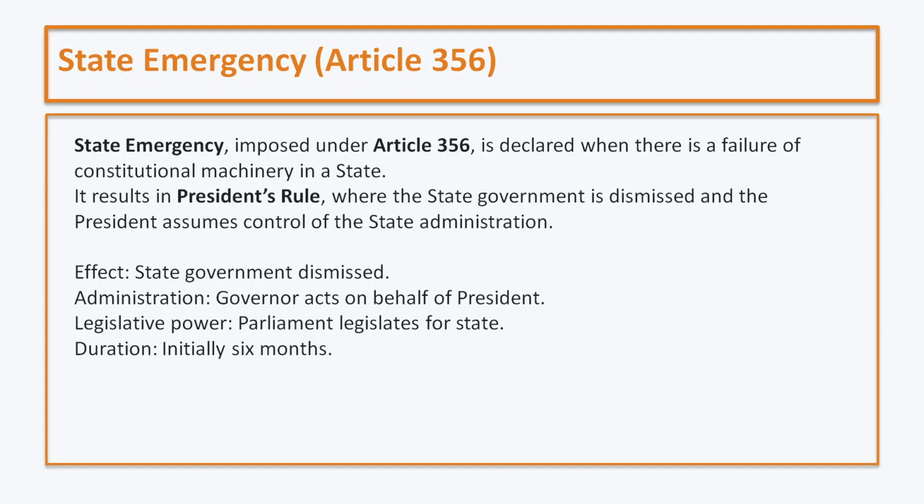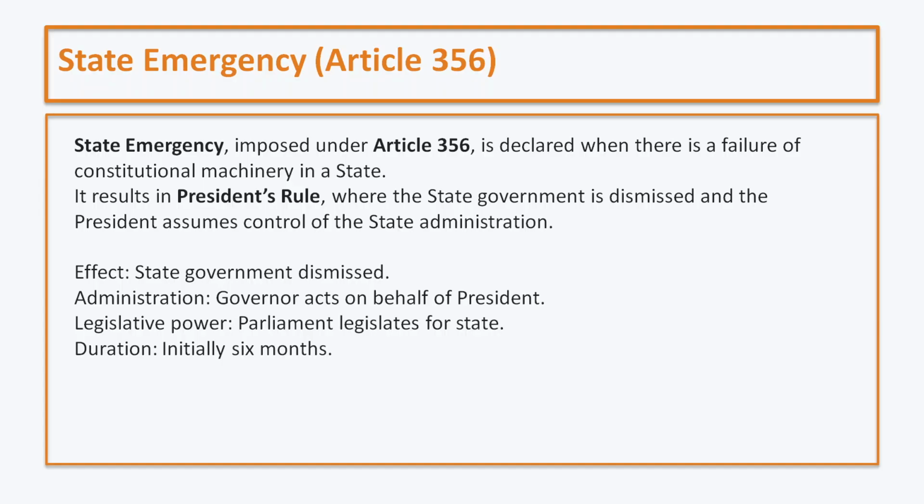When state emergency is imposed, the state government is dismissed. The governor runs the state on behalf of the president. The legislative powers of the state go to the parliament. So effectively, the center takes over the administration of the state. This provision exists to ensure that the constitution is respected even at the state level.